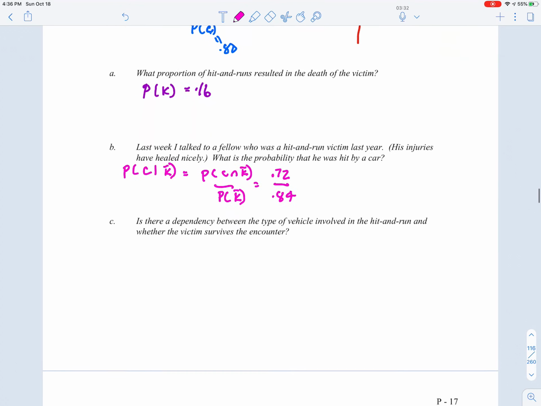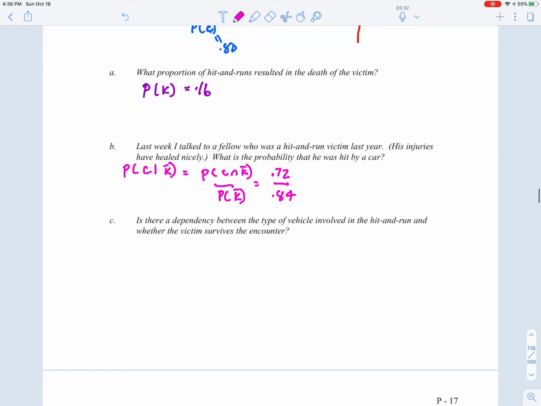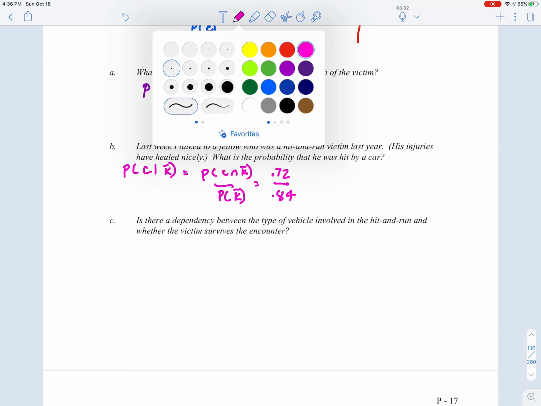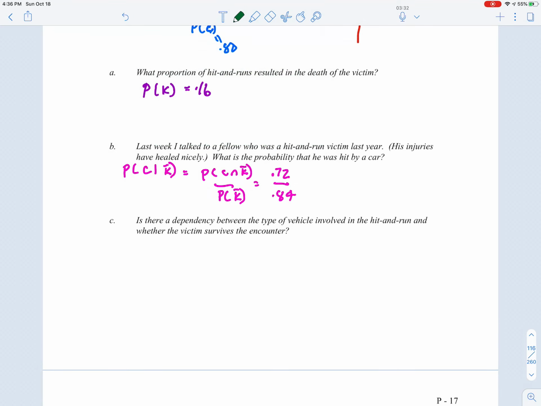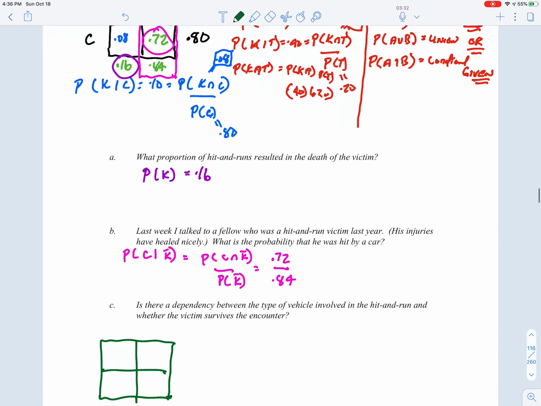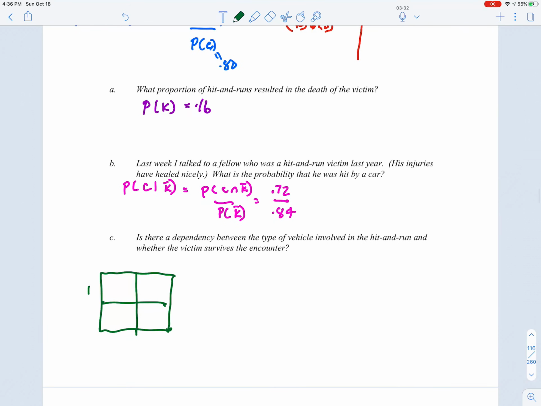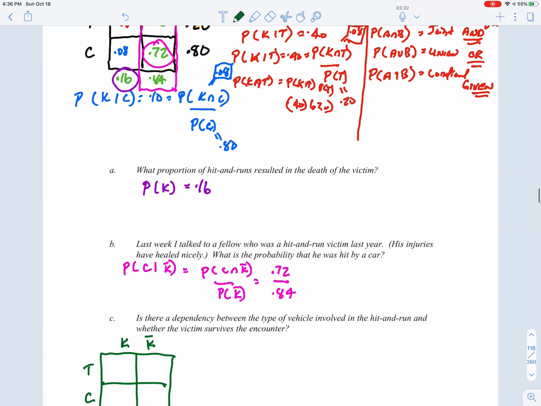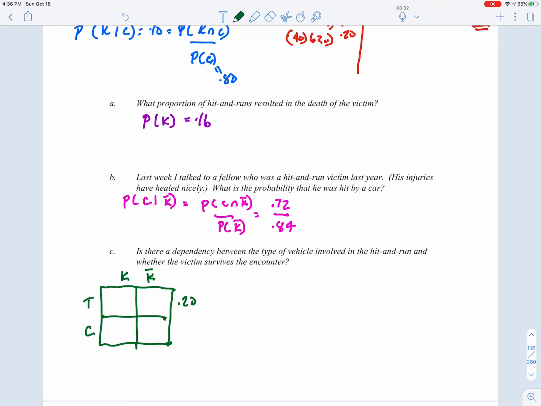Finally, is there a dependency between the type of vehicle involved in the hit and run and whether the victim survives the encounter? Let me show you how I do these things. I make up a little table like this. This is just reproducing what we have above here. So we've got T, C, we've got K, and not K. And then the probabilities that we have are 0.2 and 0.8. So these are just the marginals that I'm putting in.